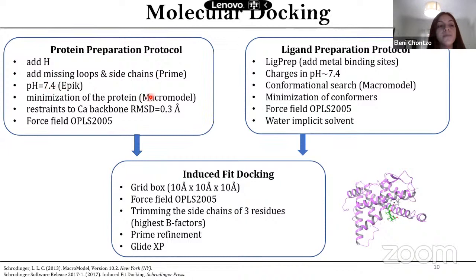We further minimized the protein. We used the force field OPLS 2005. Ligand preparation was accomplished by a module available in Schrödinger suites, LigPrep, and the charges were also calculated at pH 7.4. All the ligands have been minimized, and the conformational search has been accomplished by MacroModel, while water was used as an implicit solvent. For the docking calculations, we chose to apply induced fit docking, which is an application that takes account of the protein's active site flexibility when the substrate or the inhibitor is bound to the structure.